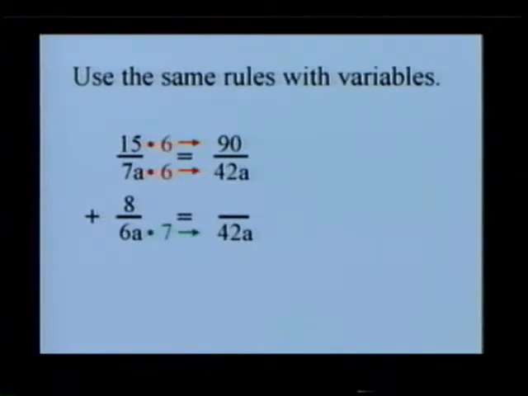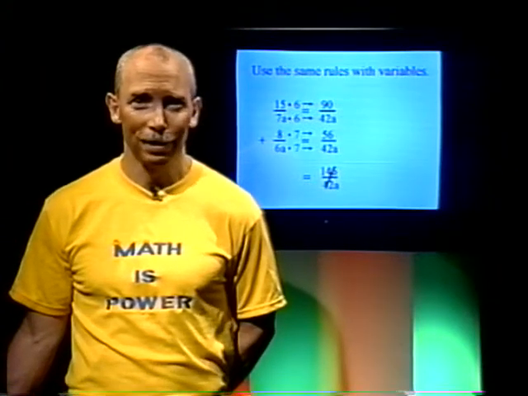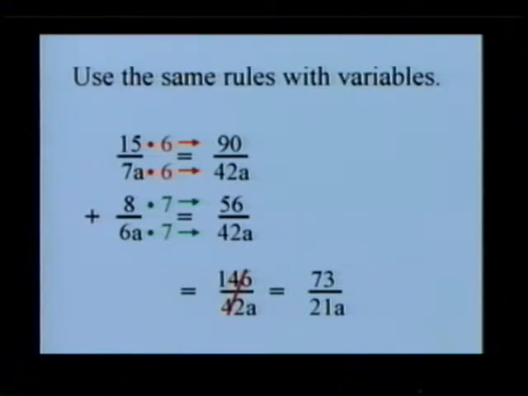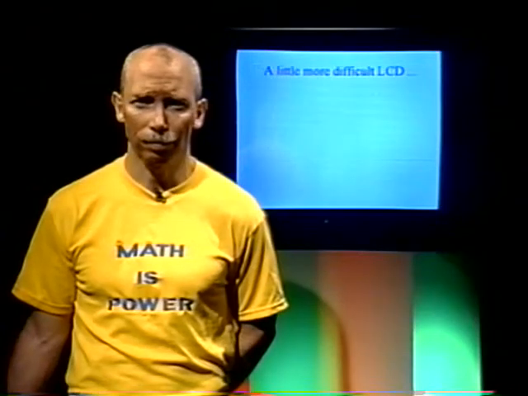7. Okay, 8 saying, I need my 7. And we'll give it to him. Okay, now I have two fractions with the same denominator. All I need to do is add the tops. And what do I get? I promise you, 146 over 42a. Now, you might have to cancel, as you would any answer. If I cancel here, I'm going to get 73 over 21a. But that's nothing new. So always look to cancel.